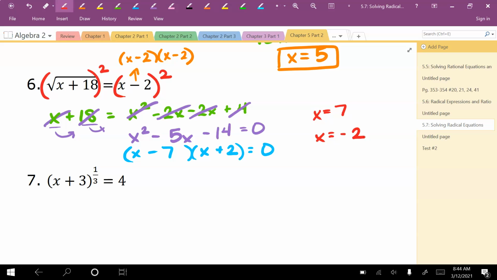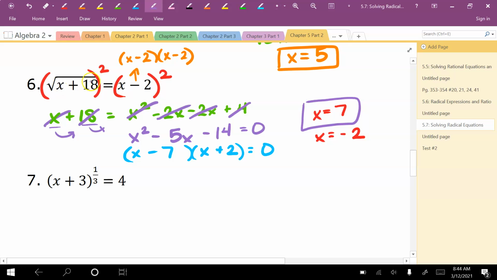All right, so let's test 7 first. What would be 7 plus 18? 25. And what would be the square root of 25? 5. And then if I do on the right side, what would be 7 minus 2? 5. So 7 is a good solution. Okay, let's test negative 2.